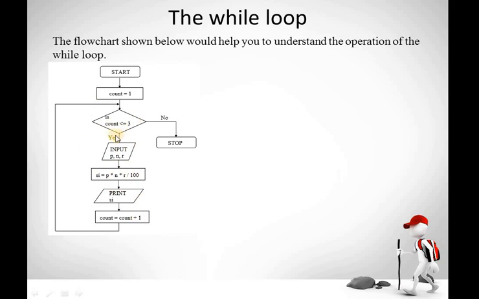So count became 2, 2 is less than or equal to 3, yes. So again do this task, calculation of simple interest. After that, count is equal to count plus 1, so over here count is 2, so 2 plus 1 is equal to 3. Again check the condition, count is less than or equal to 3, yes. So do this task again. The user will input the values of p and r, calculation of simple interest, print simple interest. Now 3 plus 1 is equal to 4. Now check the condition, is count less than or equal to 3, is 4 less than or equal to 3? No, so the condition becomes false, so this will stop over here.